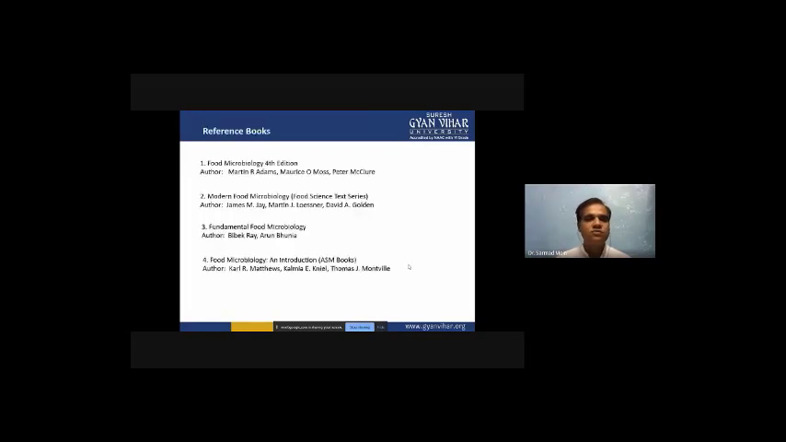Now some important books on food microbiology. Food Microbiology, fourth edition, authors Martin Adams, Yasmine Moss, Peter McClure. Second book, Modern Food Microbiology, Food Science Text Series, authors James M. Jay, Martin J. Loessner, David A. Golden. Third book is Fundamental Food Microbiology, authors Bibek Ray, Arun Bhunia. Fourth book is Food Microbiology: An Introduction, authors Karl Matthews, Karen Kniel, Thomas Montville.